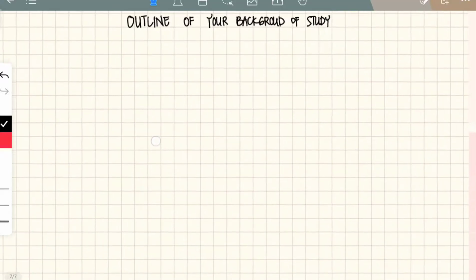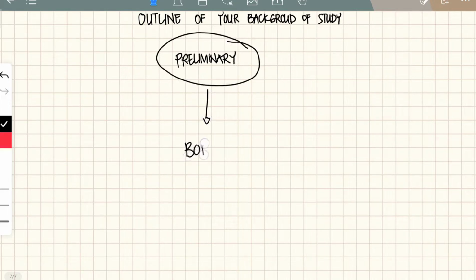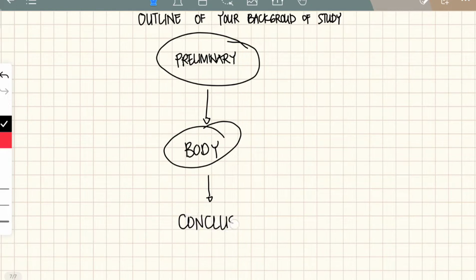So, for example, think of your background of the study as 3 sections, okay? First section is the preliminary, second is the body, and third is the conclusion. In the preliminary, what you write are the 5 points I mentioned to you. It depends on you how many paragraphs you want to write.